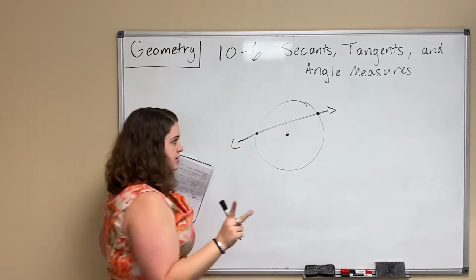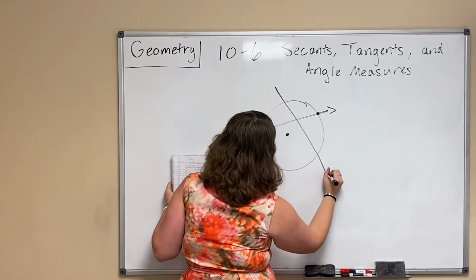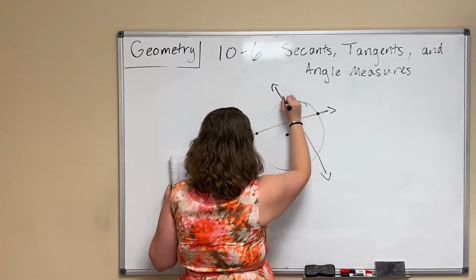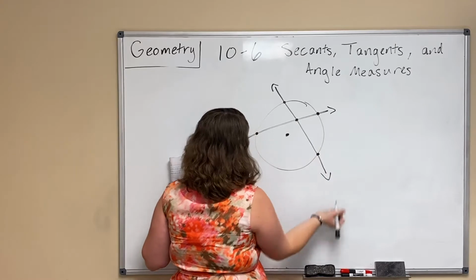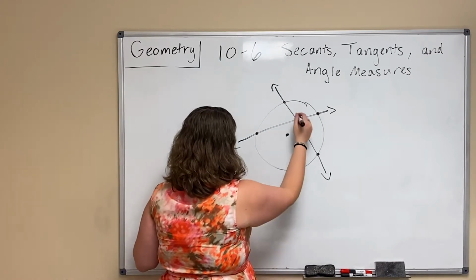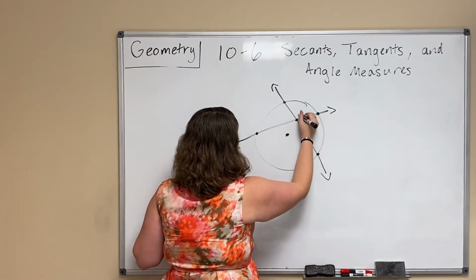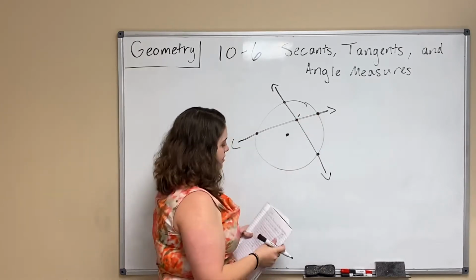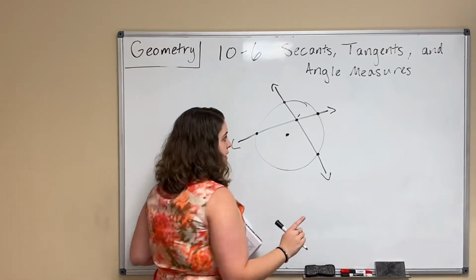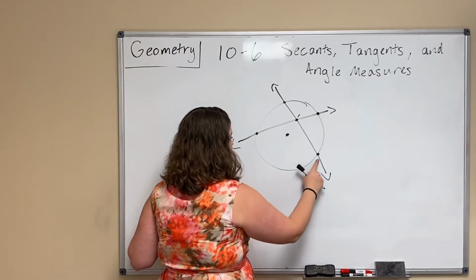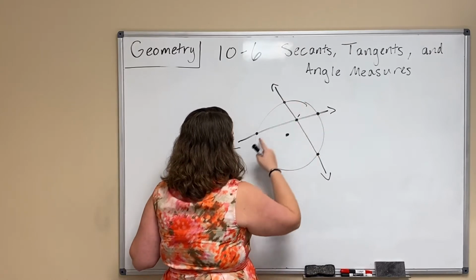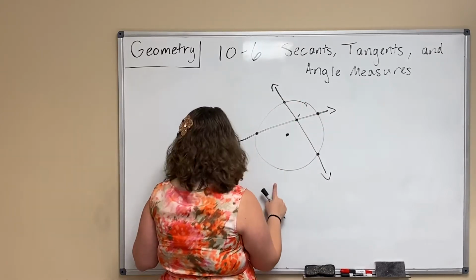Now if we have two secants and they're passing through our circle and they intersect here in the middle, what we can know about the angle measures that it forms in here is that if you choose an angle, the measure of this angle equals 1/2 times the sum of its own arc measure and its vertical angle's arc measure.